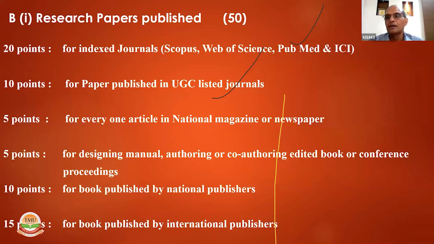So under one head, that sub-head, that is research paper published, I have 6 activities in which, based upon the interest of the faculty and his or her strength, one can choose and earn points out of it. He can have, for example, 20 points for one publication in an indexed journal, can gather 20 points from publishing in UGC listed journals, and have one book published with National Publishers, so he gets 50 points.